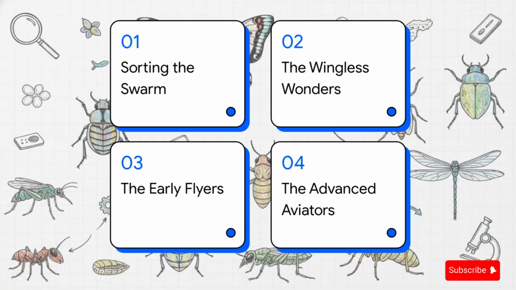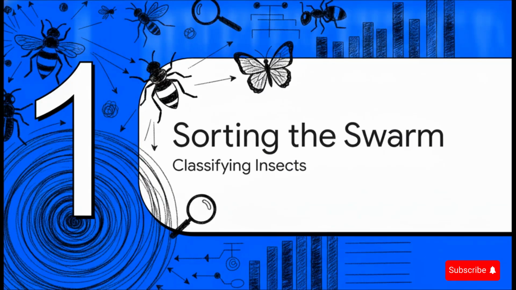Okay, let's dive into this. To make sense of this overwhelming swarm without getting totally lost in the weeds, we'll follow 4 clear stages. First, sorting the swarm, then we'll meet the wingless wonders, take to the skies with the early flyers, and finally, examine the advanced aviators.